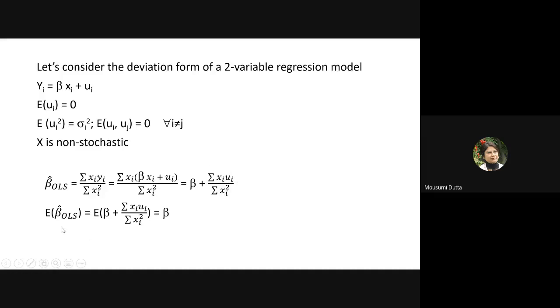Once I get this, if I take the expectation of beta hat OLS, it is the expectation of this. Expectation of beta is equal to beta, a constant. And the expectation will be operated on these ui. Since by the first assumption expectation of ui is equal to 0, this second term will vanish and we will get beta. So what we are finding is that in presence of heteroscedasticity, the unbiasedness property is not disturbed. The OLS estimator is still unbiased.